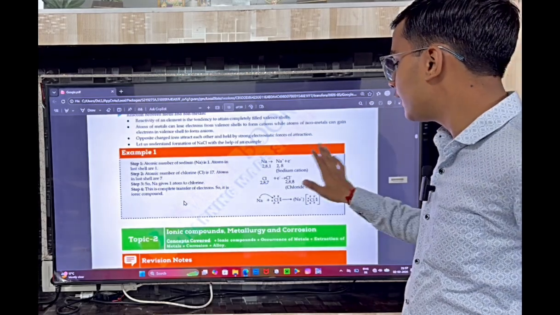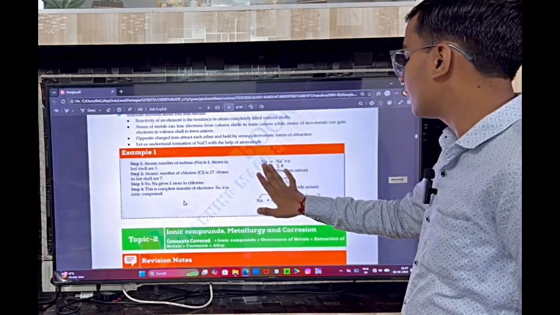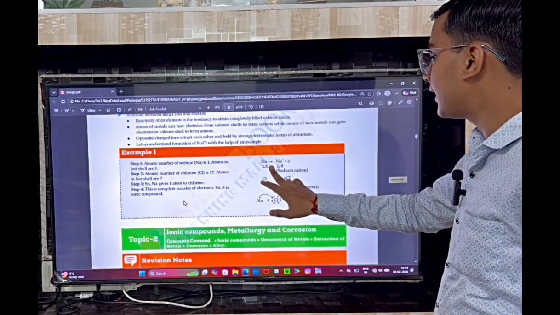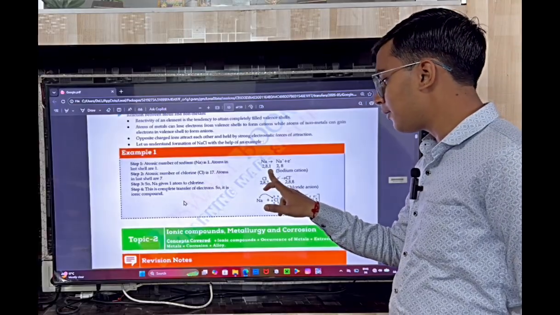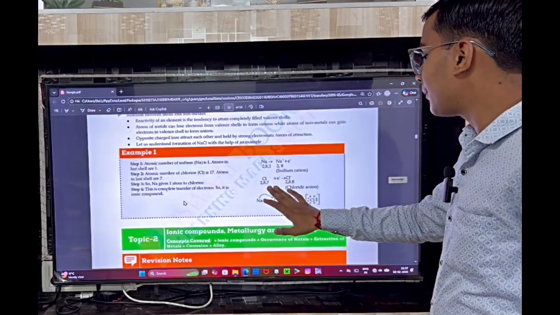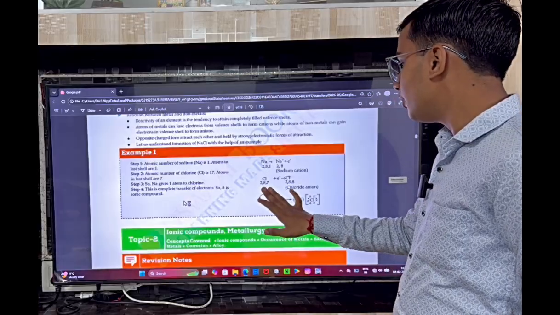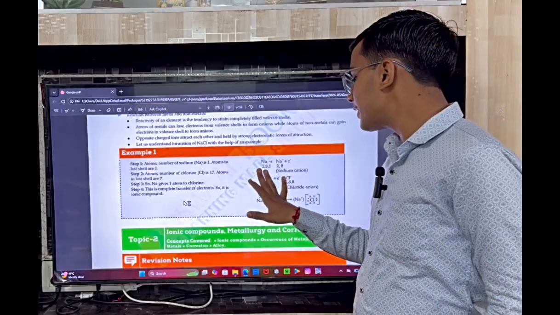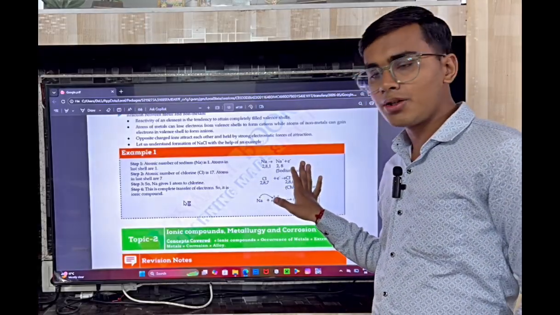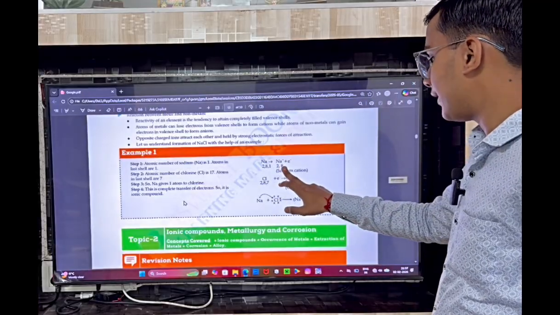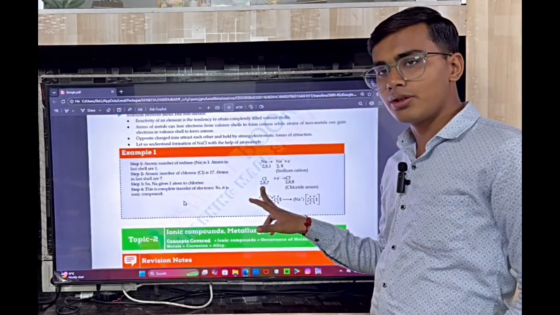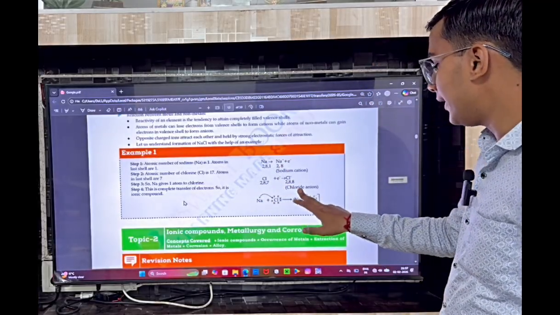According to the structure, what is the atomic number of sodium? That is 11. So we can write here 2, 8 and 1. And what is the atomic number of chlorine? That is 17. So we will write here 2, 8 and 7. Sodium just loses one electron, so we will write 2, 8. And chlorine just gains an electron, so we will write 2, 8, 8.